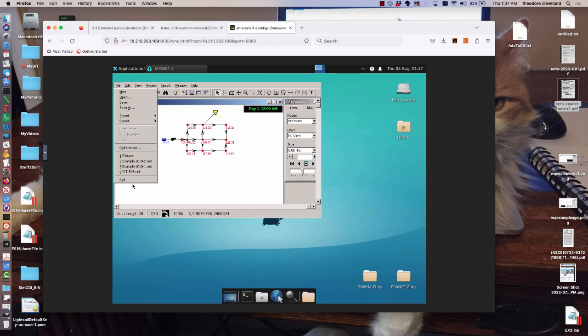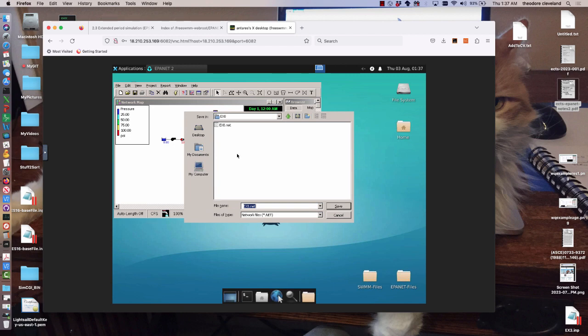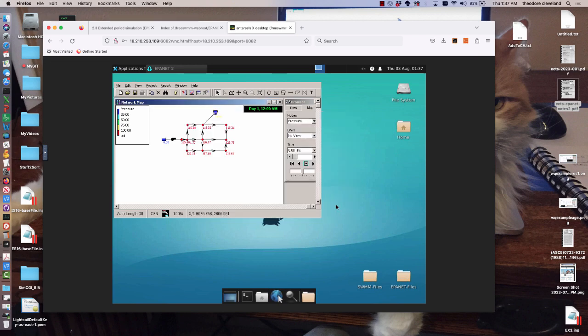Okay, let me exit. Actually, let me save this as EX8. I want to call this playground or something. STC 223, 2023. And what were we doing? We were playing What If. There, now the work is saved.